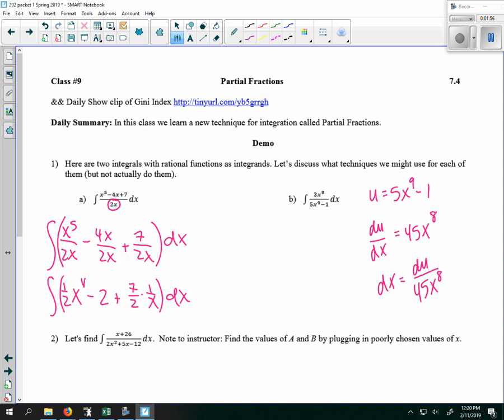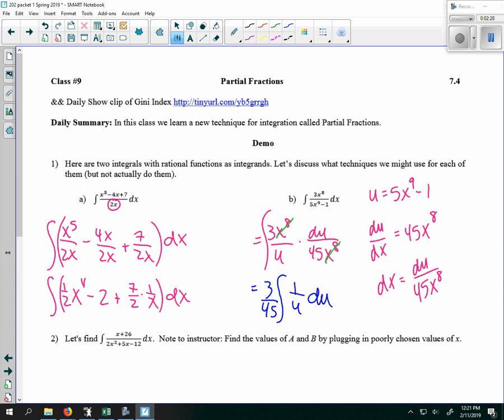And then I would sub everything back in, and I get 3x to the eighth over u times dx, which is du over 45x to the eighth. And my x to the eighths cancel. And now I have only u's, and I can integrate this as 3 times the 3 over 45 times the integral of 1 over u du, and you would finish out the u substitution.